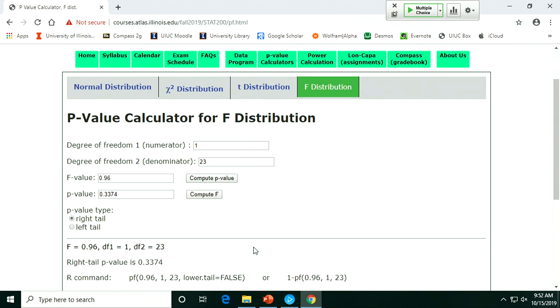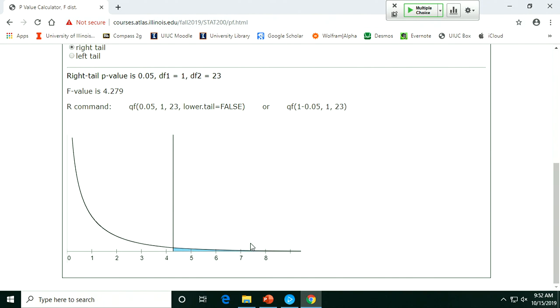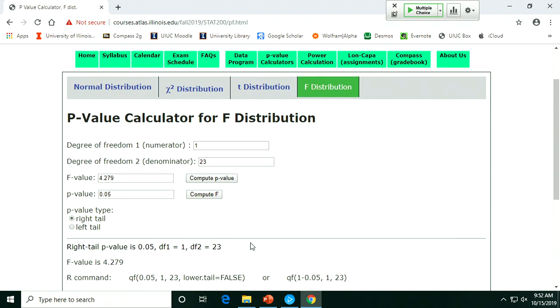But what's the critical value? The critical value is when our p-value is 5%, so 0.05, and then you can compute the F. That's where that 4.279 came from in the table. That's the 5% mark. Okay? Now this F curve is going to start getting symmetrical when you have really large n. So let's just add a few zeros here.